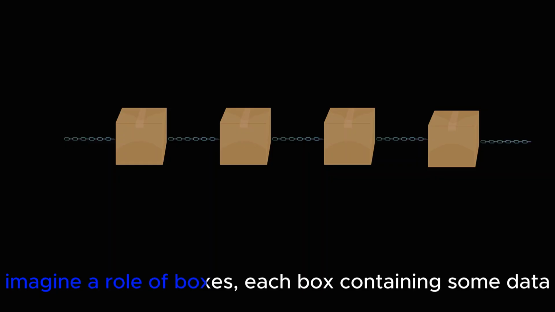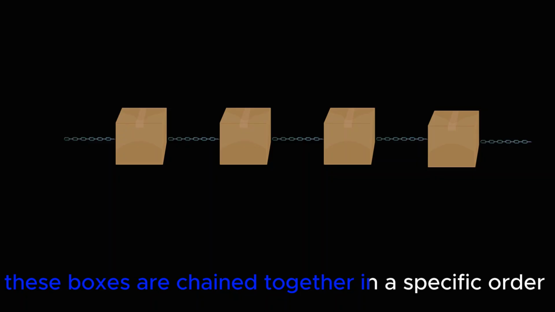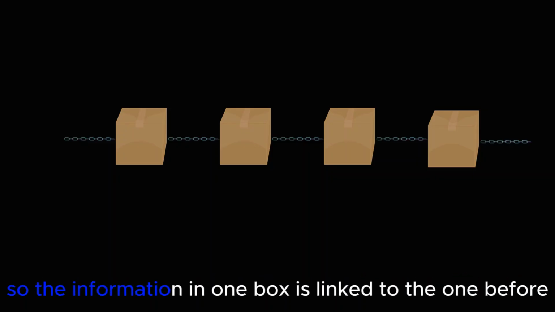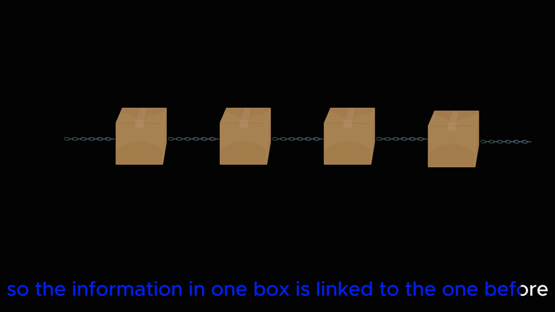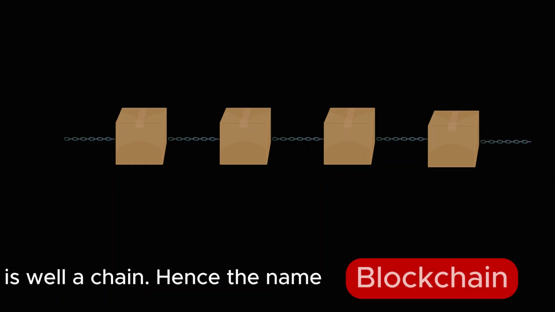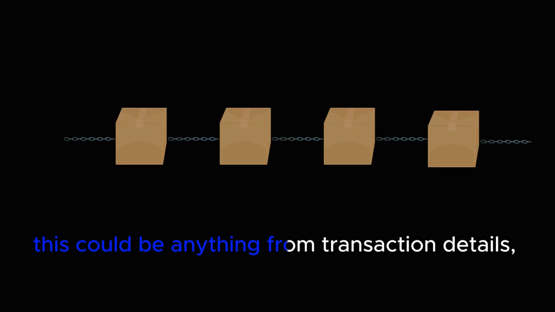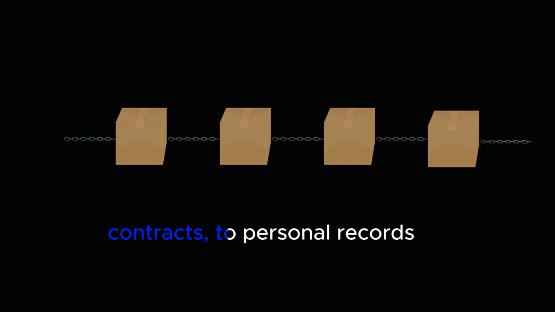Imagine a row of boxes, each box containing some data. These boxes are chained together in a specific order, so the information in one box is linked to the one before and after it. These boxes are called blocks, and the chain is a chain, hence the name blockchain. Each block has three key components. The first is the data. This could be anything from transaction details, contracts to personal records.